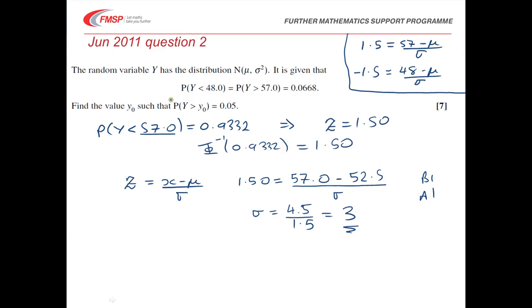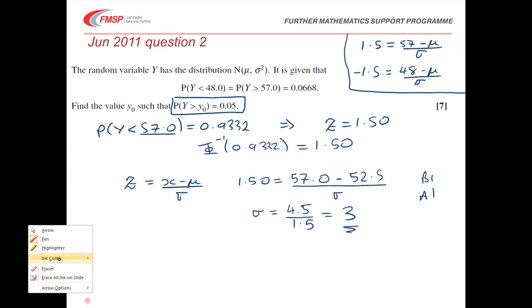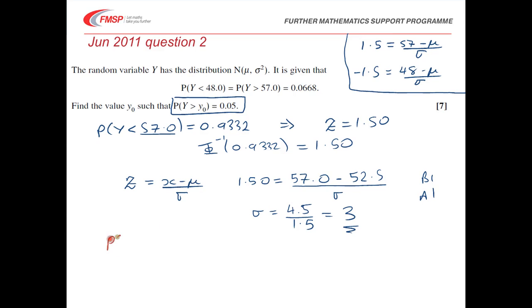So now we can answer the question. We need to find the value of y0 such that the probability of y exceeding that is 0.05. So what we need to do is recognize, again, I'm going to change color of this so you can see what we're doing. So I know that the probability of y being less than y0 is equal to 0.95. And if you look that up in a table, that corresponds to a z value of 1.645.